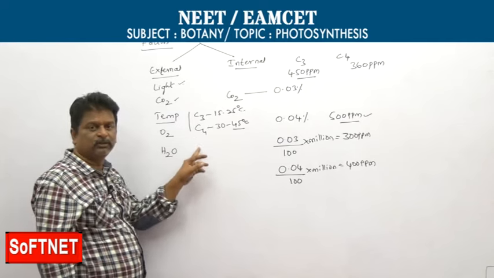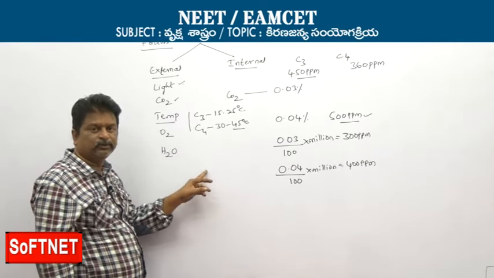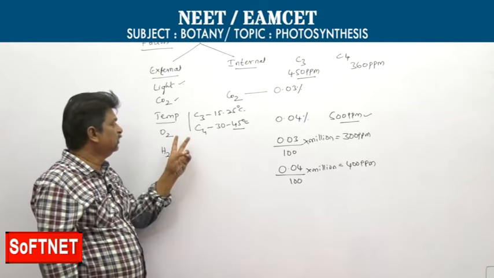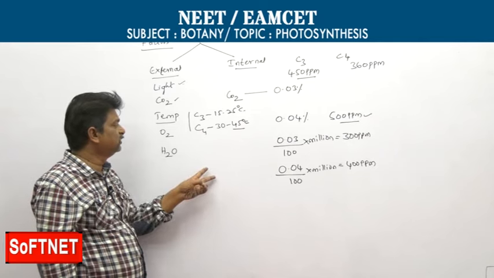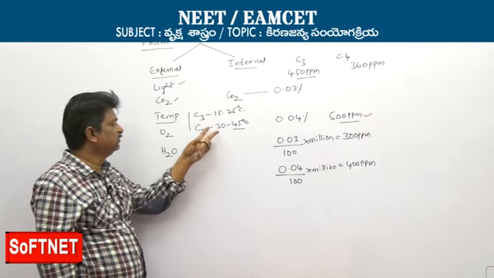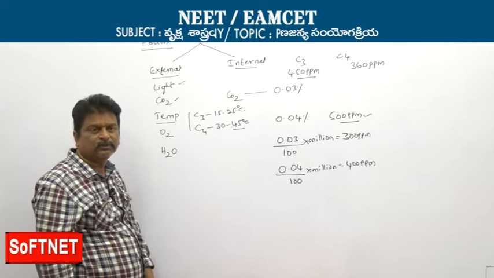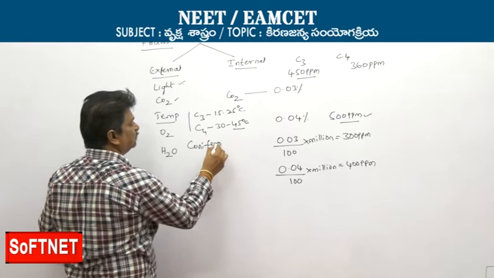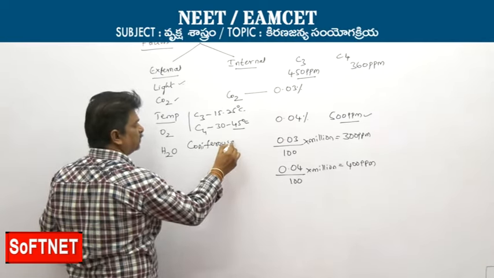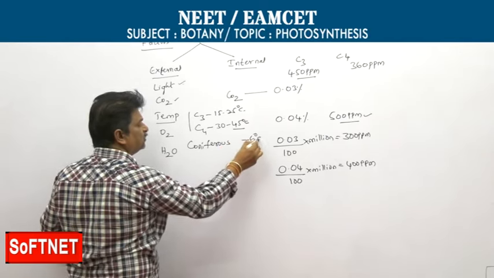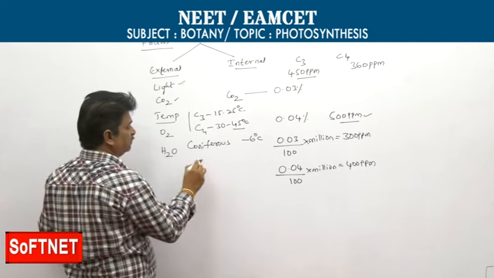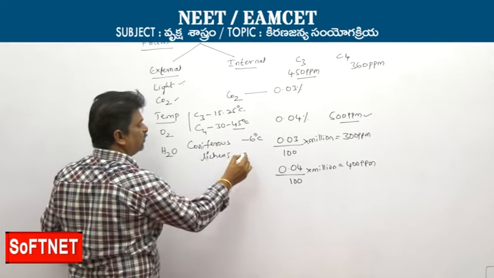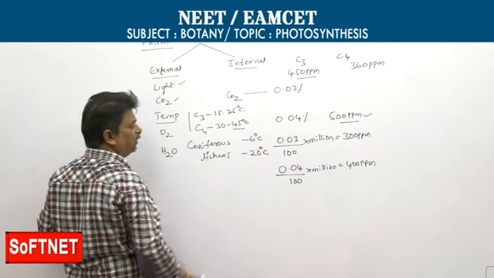At low temperature, enzymes are inactive. At high temperature, enzymes are denatured. That is why at low and high temperature the photosynthetic rate is decreased, but at optimum temperature they show more photosynthesis. Some plants like coniferous plants, gymnosperms, carry out photosynthesis even at -6 degrees. And lichens carry out photosynthesis even at -20 degrees.